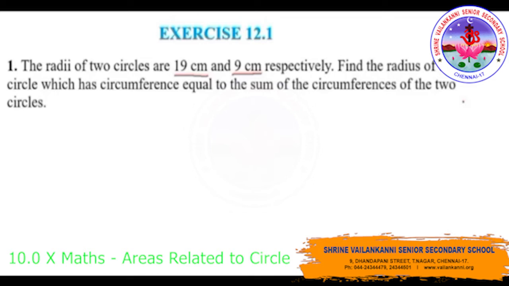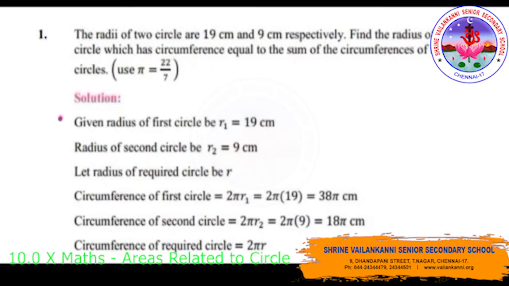First problem. The radii of two circles are 19 cm and 9 cm respectively. Find the radius of the circle which has a circumference equal to the sum of the circumferences of the two circles. Now coming to the solution, we are given two circles. We take the radius of the first circle as R1, which is equal to 19 cm, and the radius of the second circle, that is the smaller circle, R2 is equal to 9 cm.